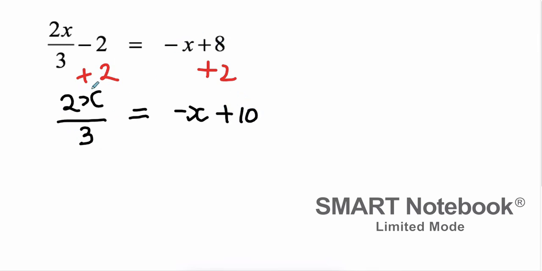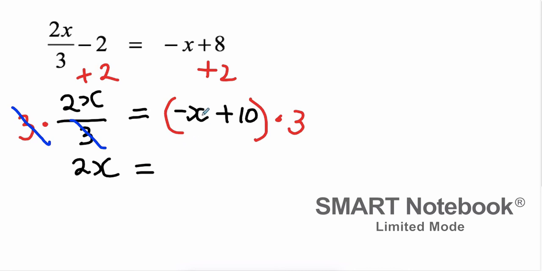Now, because there is a fraction here on the left-hand side, I know I need to multiply both sides by 3. If I multiply both sides by 3, on the right-hand side you have to be careful because the whole right-hand side has to be multiplied by 3. So I'm going to multiply everything by 3. In that case, on the left-hand side, I will end up with 2x.